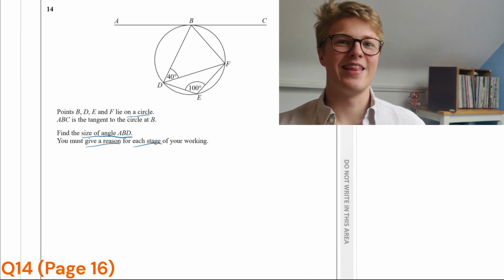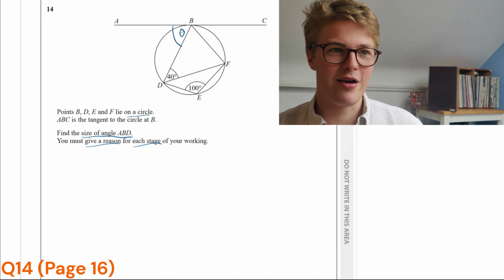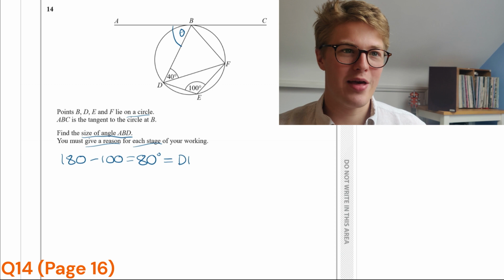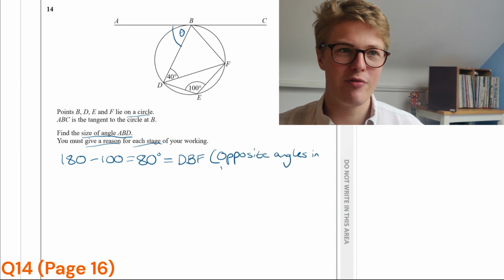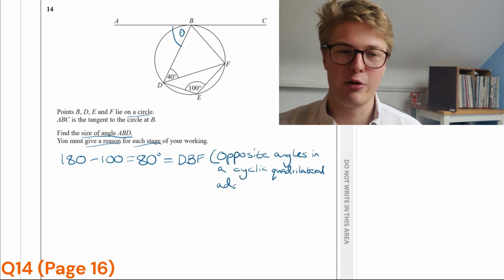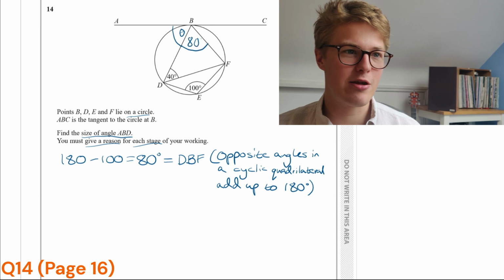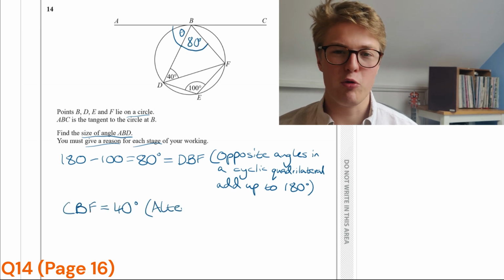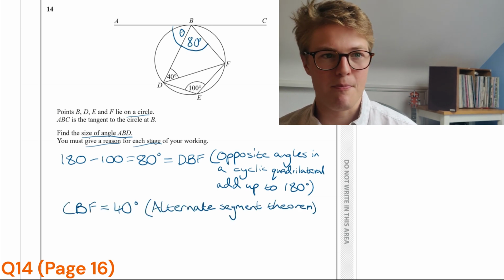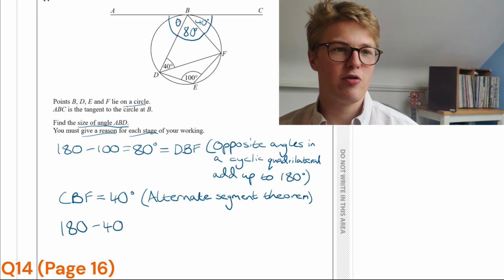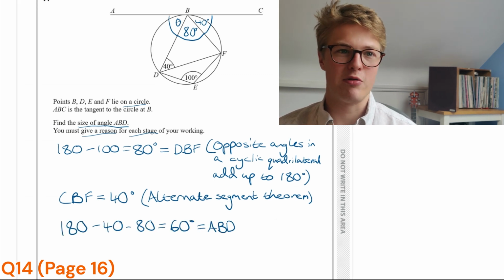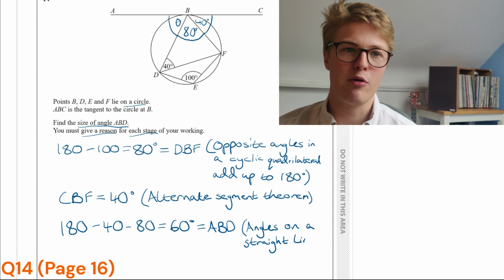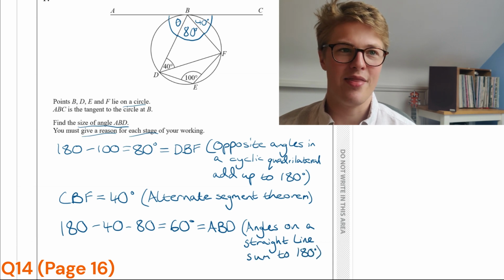So the first thing I did is label ABD as the angle theta. 180 minus 100 is equal to 80 degrees, which is DBF, because the opposite angles in a cyclic quadrilateral add up to 180 degrees. CBF equals 40 degrees using the alternate segment theorem. Then 180 minus 40 minus 80 is equal to 60 degrees, which is ABD, because angles on a straight line sum to 180, and that is our answer.